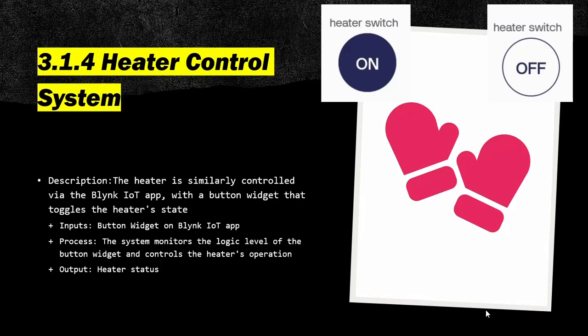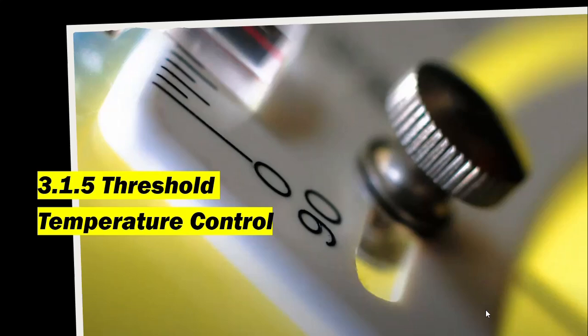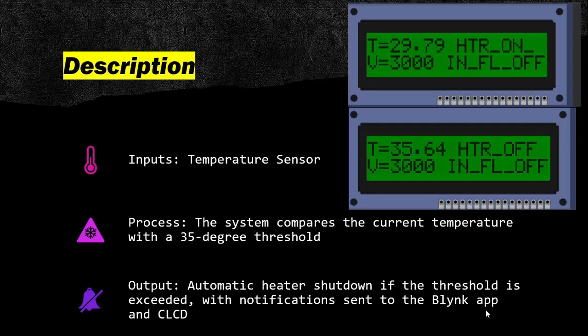The threshold we are maintaining is 35 degrees Celsius. The heater can't go beyond 35 degrees Celsius. So it's limited to 35 degrees Celsius. Whenever it goes beyond that, the heater will automatically turn off. That is the threshold we are maintaining here. That's what I was telling, the threshold temperature control.